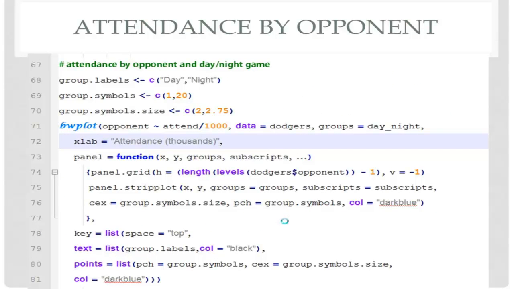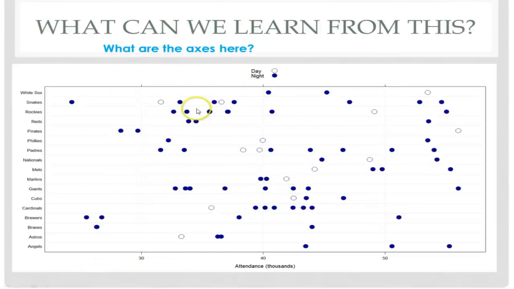Attendance by opponent. Okay, this graph, we can generate this graph again. I mean, we did this last time. What's the x-axis here? Attendance, and the y-axis are the different opponents, different opposing teams. So are there any conclusions we can derive from this picture?